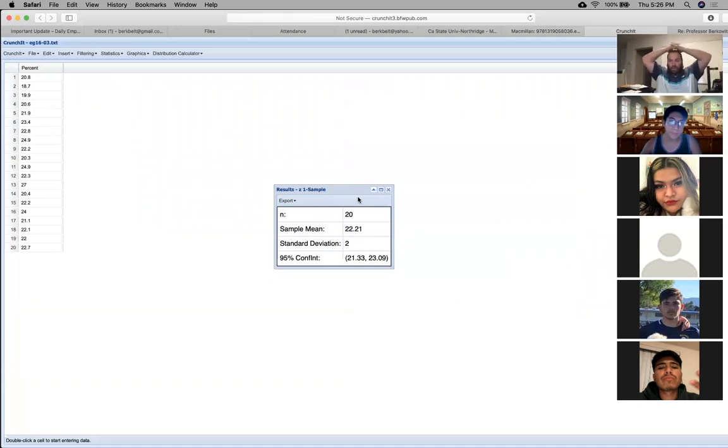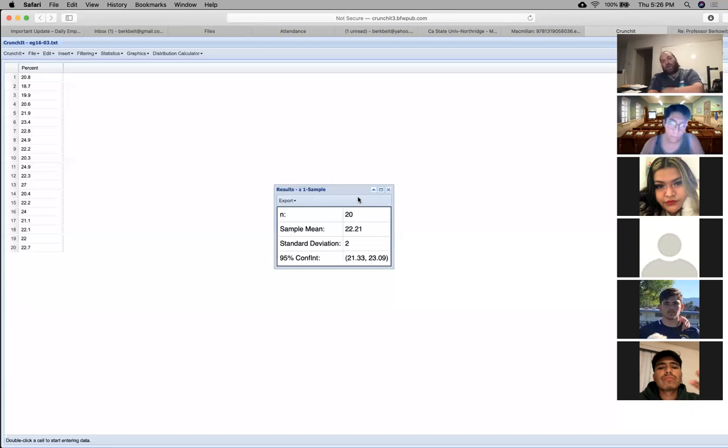What does this mean? Well, on its surface, it means the following. We are 95% confident that the true value is between 21.33 and 23.09. Are we any more confident that it's in the center of that interval than the left edge or the right edge? No. We have no preference for any one point in that interval over any other point in that interval. All we know is that we are 95% confident that the true value is between 21.33 and 23.09.